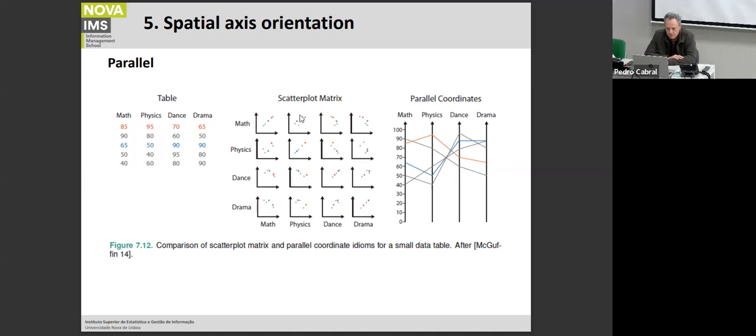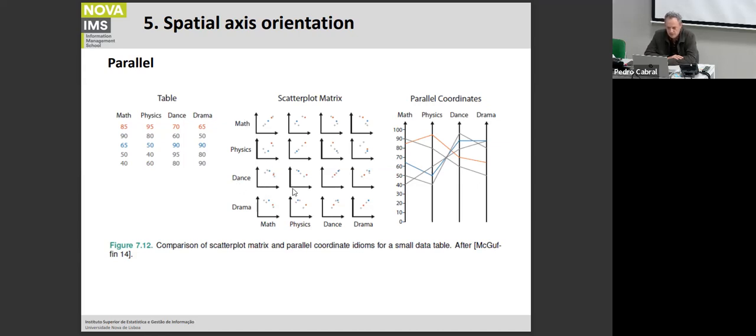I could represent the scatter plot matrix to find correlations between the disciplines. For instance, math against math, it's a perfect correlation, okay? But maybe the students, how do the students in math relate to dance?